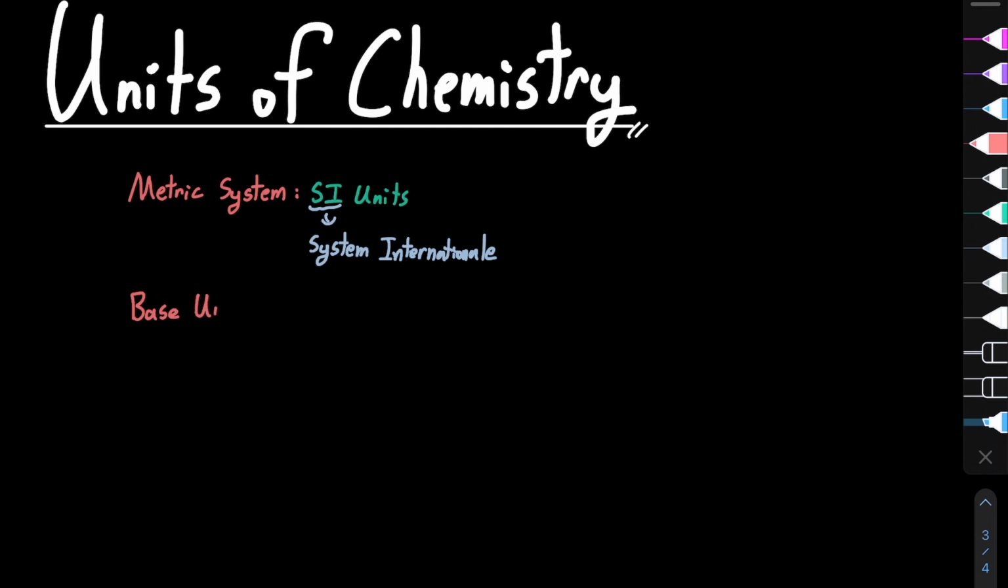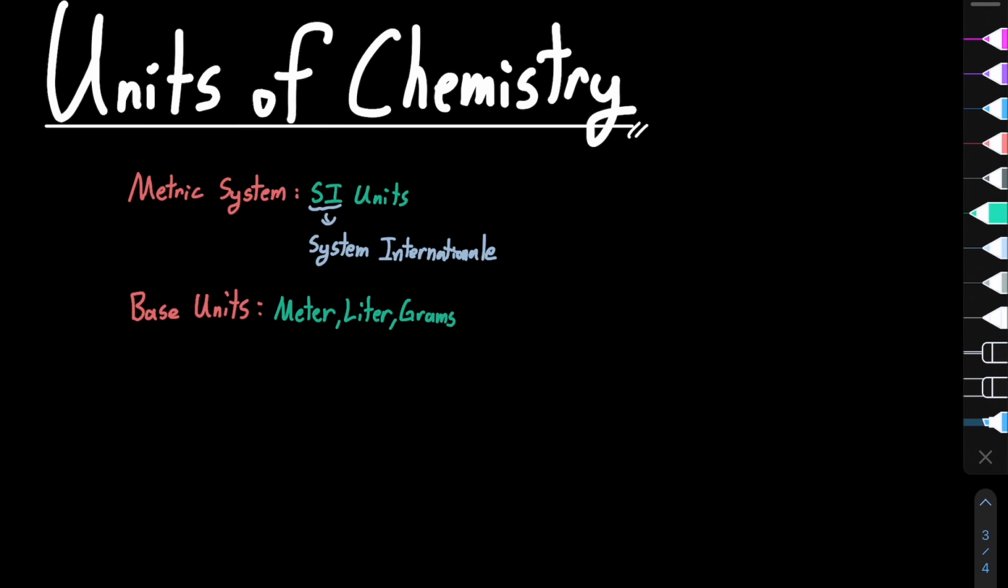And base units are basically pure units that are used to measure physical quantities. So basically, some examples are meters, which is a base unit to measure distance, liters, and grams.